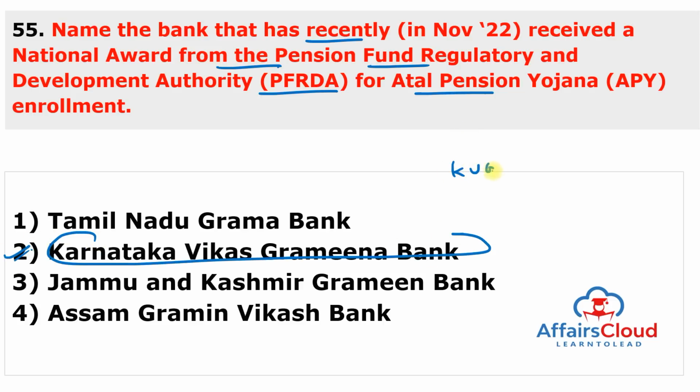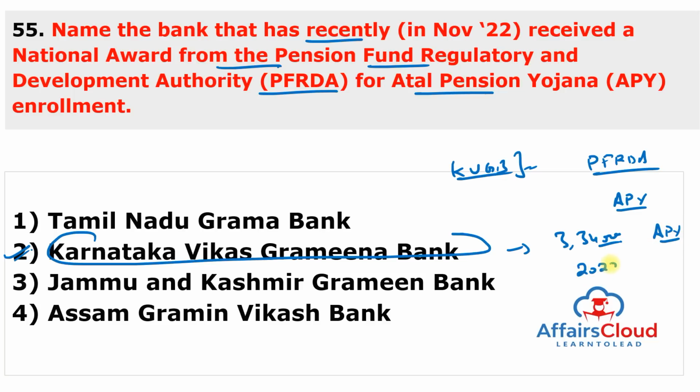Karnataka Vikas Gramin Bank has received a national award from the Pension Fund Regulatory and Development Authority for significant enrollment under the Atal Pension Yojana. And this bank has so far enrolled almost 3,34,000 cumulative accounts to the Atal Pension Yojana. And during the year 2022-23, the bank enrolled almost 69,000 accounts, exceeding its target of approximately 50,000 accounts.